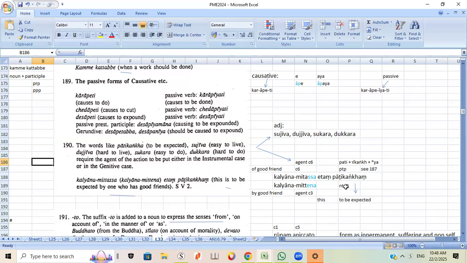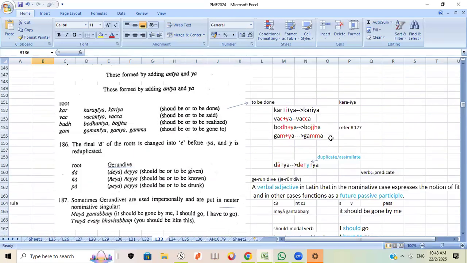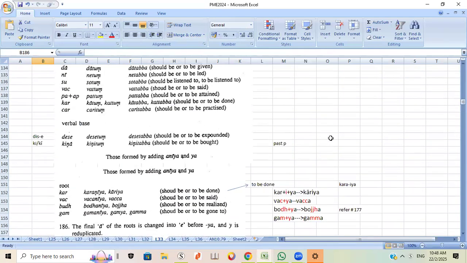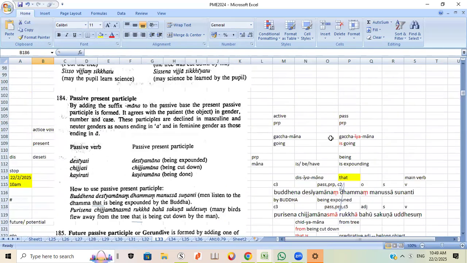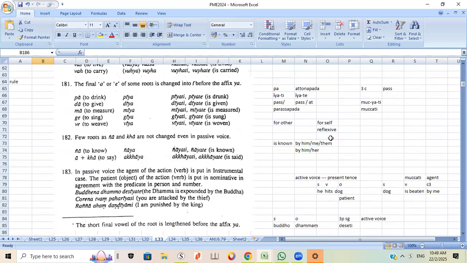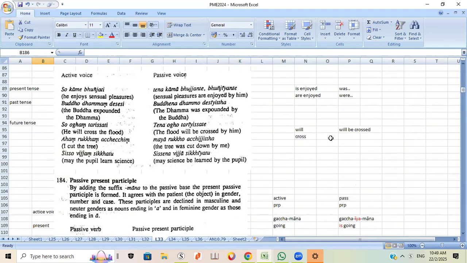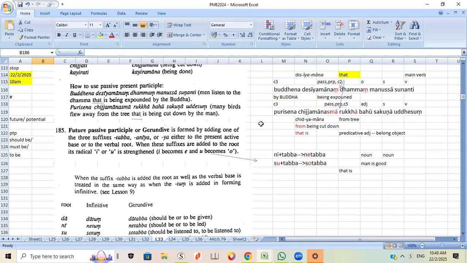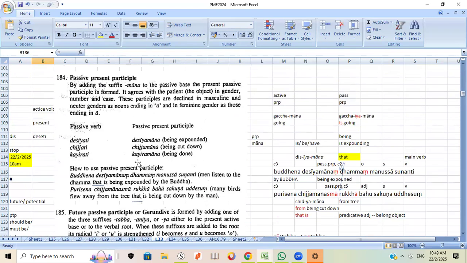Then you see this word etang patikangkang. You remember all this is put in neuter now, just the one of the rules earlier mentioned. Let me recall. Let's say we bracket it so that we can remember. I think the participle declines in masculine and neuter now.